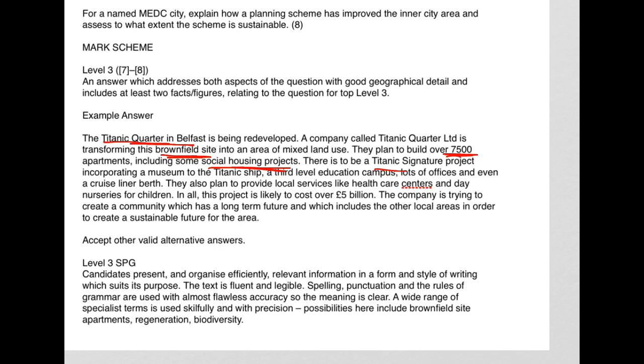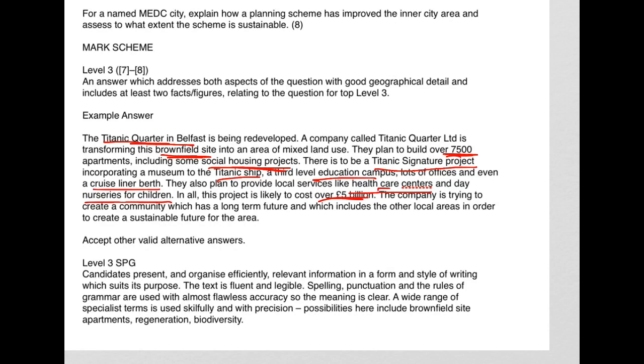There is to be a Titanic signature project incorporating a museum to the Titanic ship, 3rd level education campuses, lots of offices, and even a cruise liner berth. They also plan to provide local services like healthcare centres and day nurseries for children. So those are the 2 point, explain, expands, and there's our second figure, the fact that it's going to cost £5 billion.